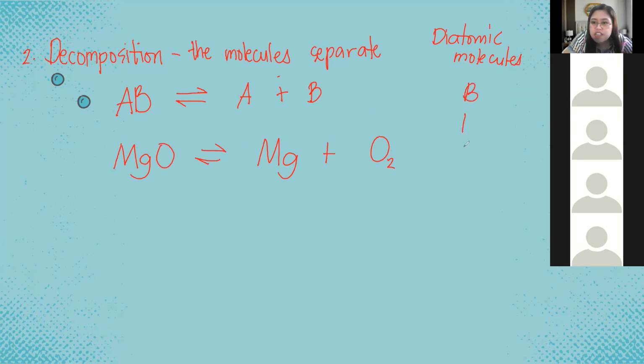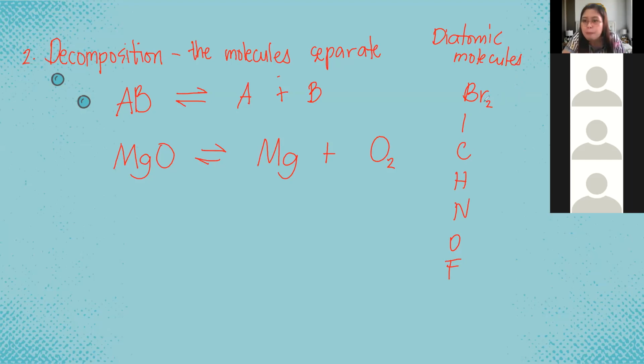So Brinclhof yan siya. Anong ibig sabihin ng Brinclhof? B is bromine. So si bromine, kapag hindi siya nakakombine with other elements, always yan siya may subscript na 2. The same thing with iodine. C is for chlorine. H is hydrogen. N is nitrogen. O is oxygen. And lastly, F is fluorine. So kung nakikita ninyo here, pag pinaghiwalay natin si magnesium and si oxygen, always yan siya may 2 for oxygen.